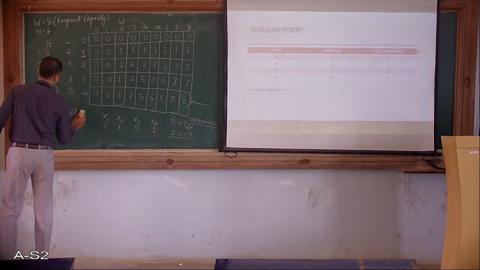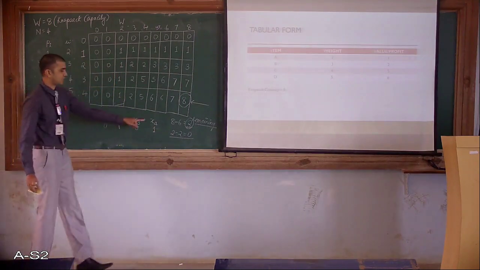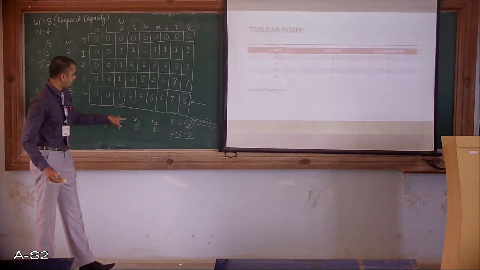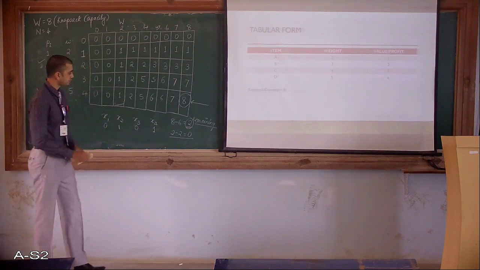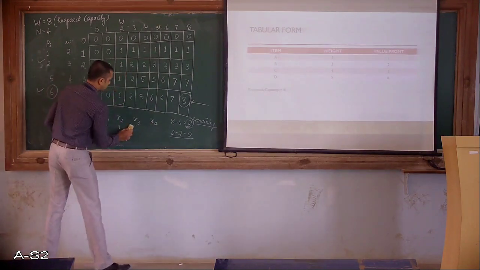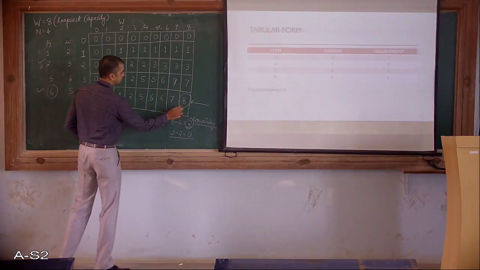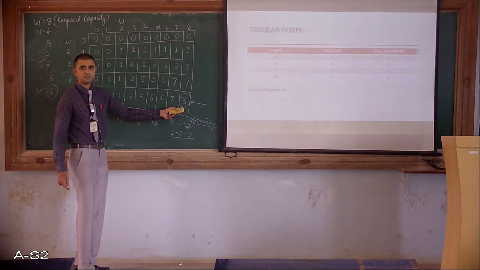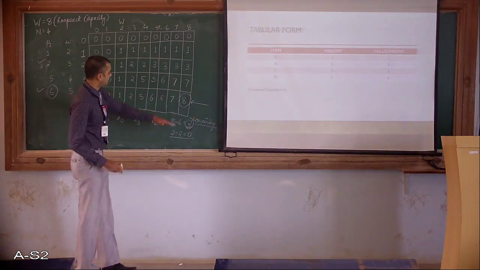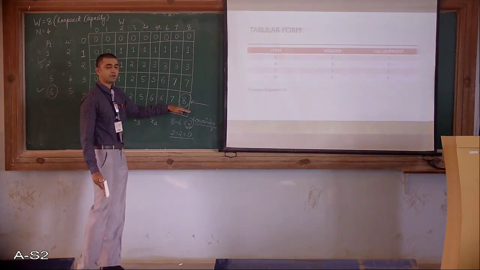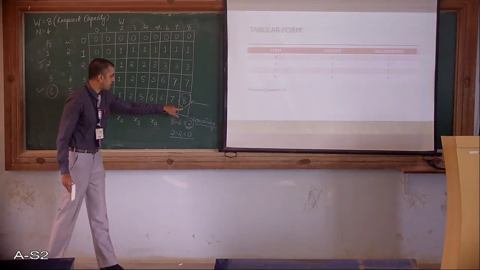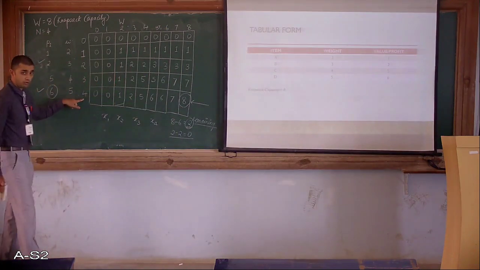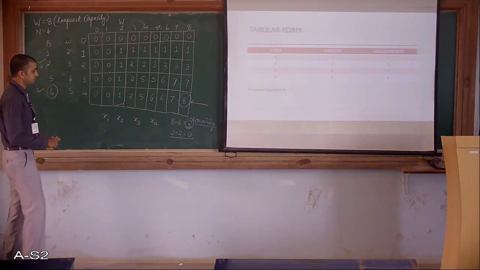I'll explain this part again. X1, X2, X3 and X4 represent the 4 objects. The value in this cell gives me the maximum profit that I can attain. So this value 8, how have I obtained it? I have obtained this value 8 when I included the fourth object, so include it.